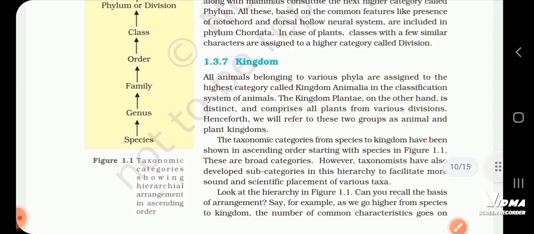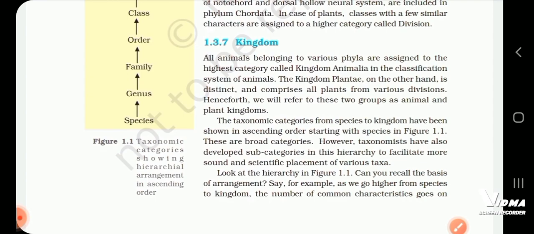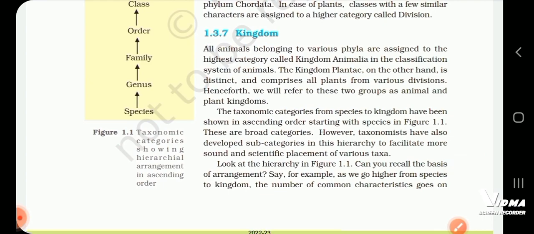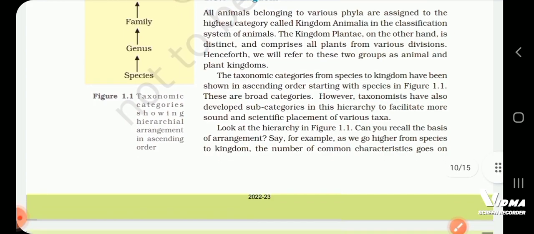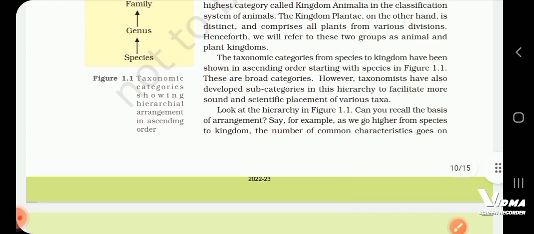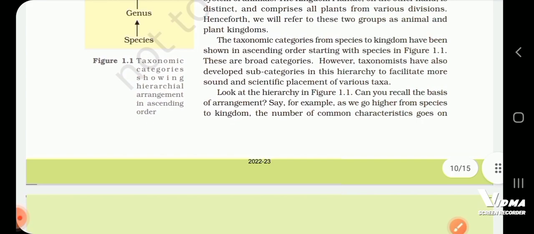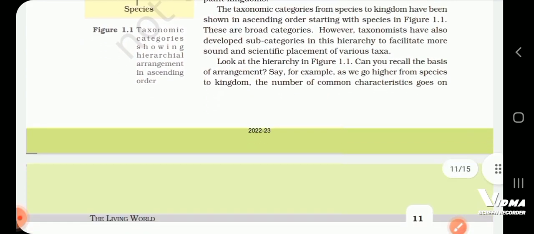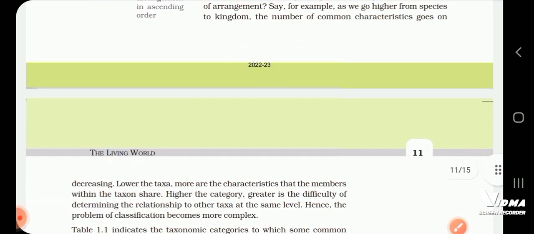Kingdom. All phyla belonging to the various classes are assigned to the highest category called kingdom Animalia in the classification system of animals. The kingdom Plantae, on the other hand, is distinct and comprises all the plants from various divisions. Henceforth, we will refer to these two groups as animal and plant kingdom. The taxonomic categories from species to kingdom have been shown in ascending order, starting with the species, in figure 1.1. These are broad categories. However, taxonomists have also developed subcategories in this hierarchy to facilitate more sound and scientific placement of various taxa. Look at the hierarchy in figure 1.1. Can you recall the basis of arrangement? As we go higher from species to kingdom, the number of common characteristics goes on decreasing.